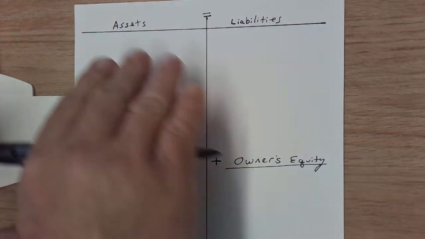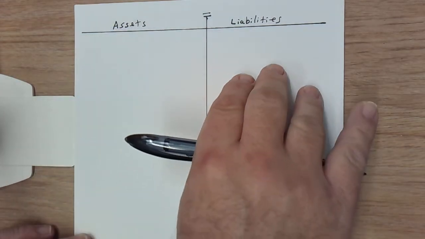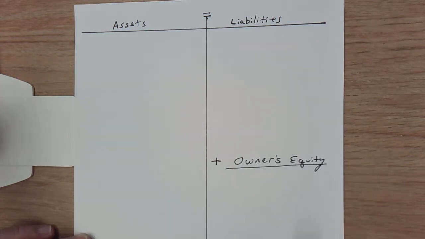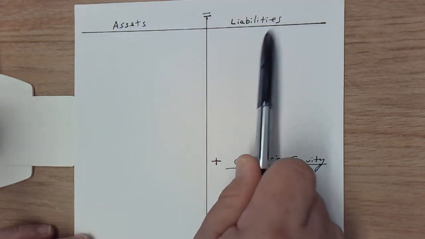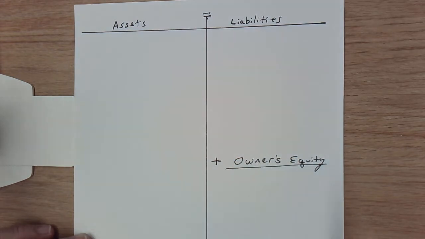As we've already discussed, there's assets and liabilities and owner's equity. This is kind of a layout for a balance sheet. And the line in between is our equal sign. The assets have to equal the liabilities plus the owner's equity.